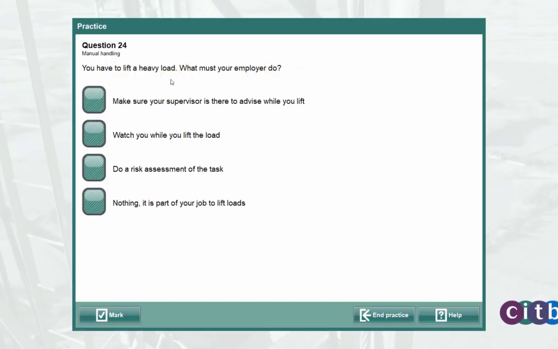You have to lift a heavy load. What must your employer do? Make sure your supervisor is there to advise while you lift. Watch you while you lift the load. Do a risk assessment of the task. Nothing. It is part of your job to lift loads.